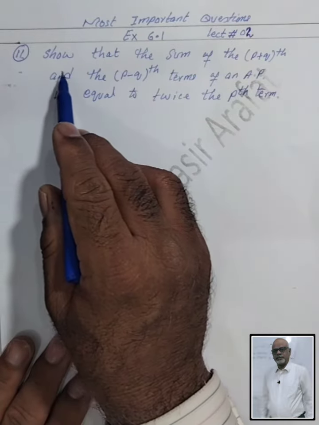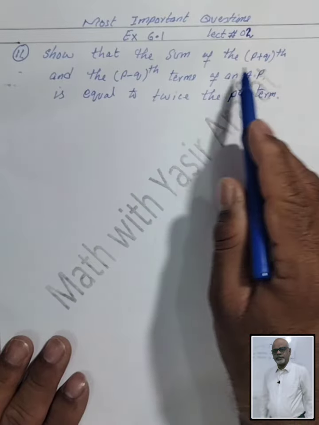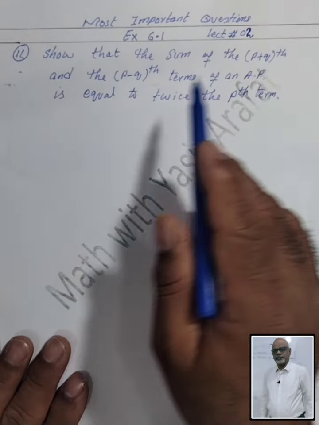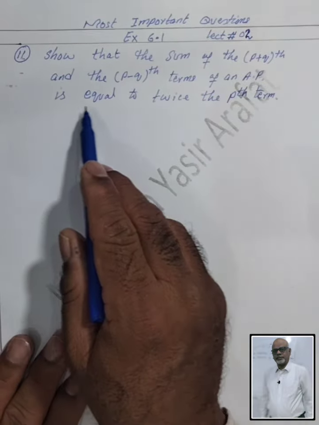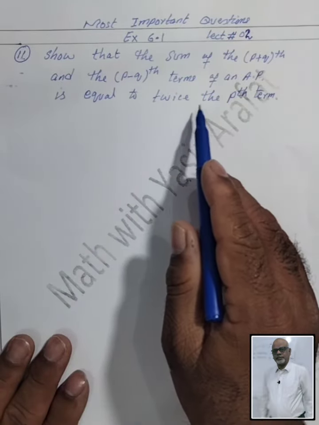Here, show that the sum of the p plus qth term and p minus qth term of an AP is equal to twice the pth term.